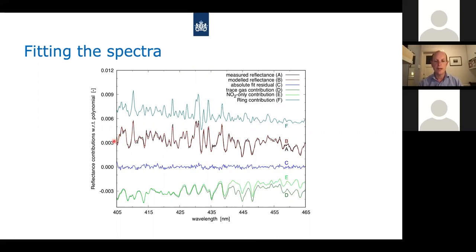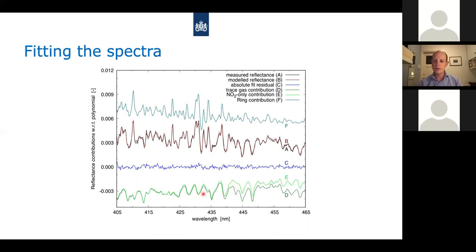Now to go back to a single spectrum and to look in a little bit more detail at how we derive the concentrations of gases from our spectra. This is one example of one spectrum. What you see here in the middle, the black one is the measured one. This is in the visible, and the red one is the modeled spectrum. And for this modeling of the spectrum, we use the trace gas absorption spectra for NO2, which have been measured in the lab. These are the green line here in the bottom, the light green one.